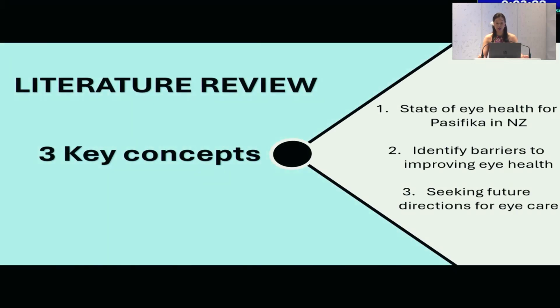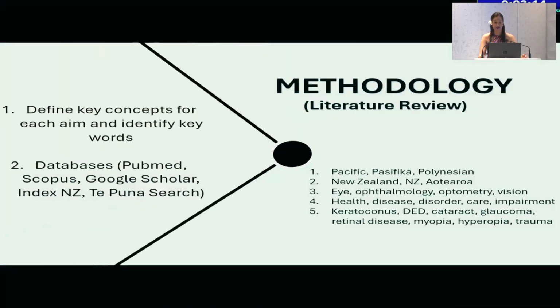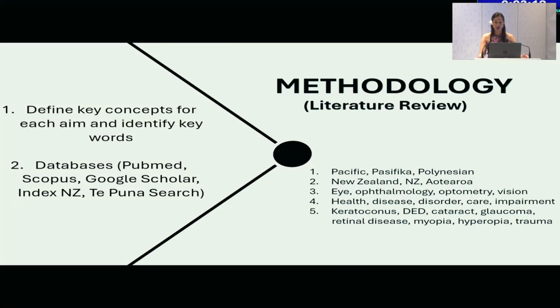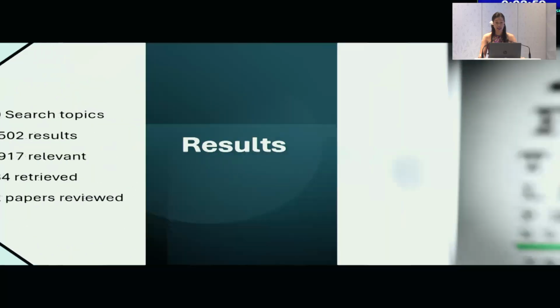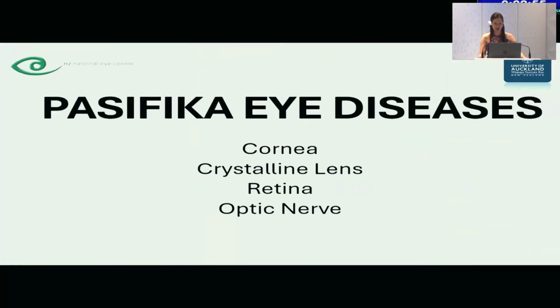So a literature review was conducted to understand the state of eye health for Pasifika in New Zealand, identify barriers, and look at future directions of eye care. The literature review was conducted in September of 2023, and keywords were used to combine and modify the results. Over 600 papers were retrieved with our key concepts. However, 42 papers met the criteria. So, what were the findings of our review?